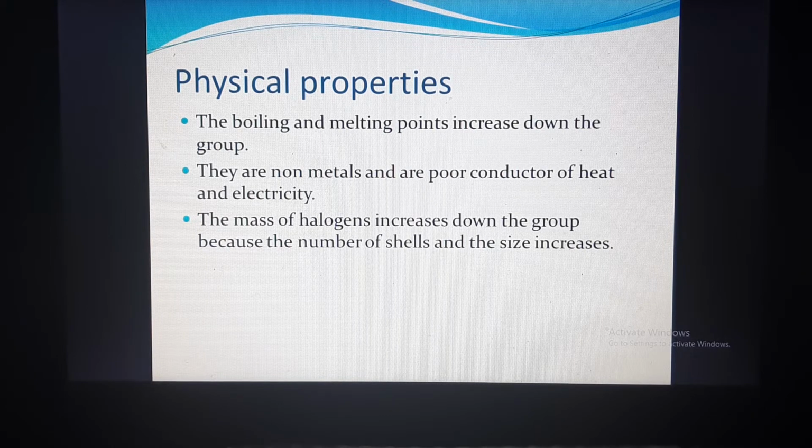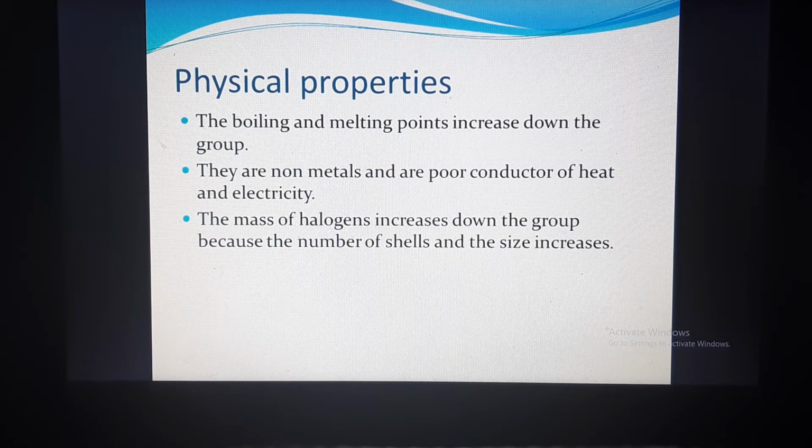And we already know the seventh group elements show an electron-accepting tendency and they are non-metals. If it is a non-metal, it is also a poor conductor of heat and electricity.